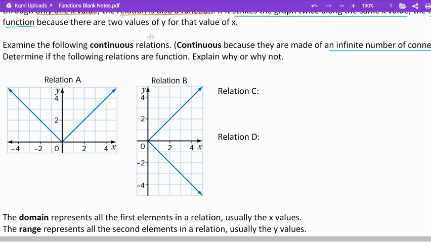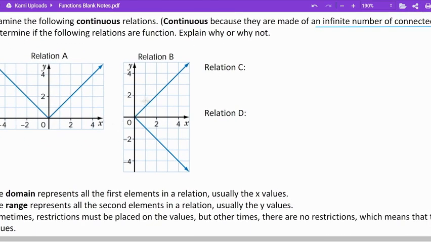Okay, so so far we've talked about function versus relation. We've talked about continuous versus discrete. And now what we're going to do is use the vertical line test to check if these two relations are also functions. So starting with relation A, I will draw a series of vertical lines and check if any of my vertical lines hits the relation twice. And for relation A, every vertical line only touches the relation once.